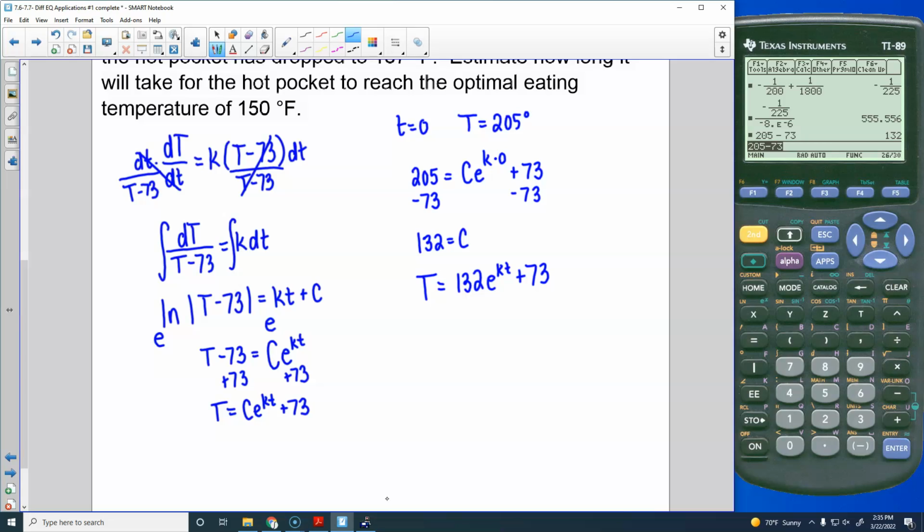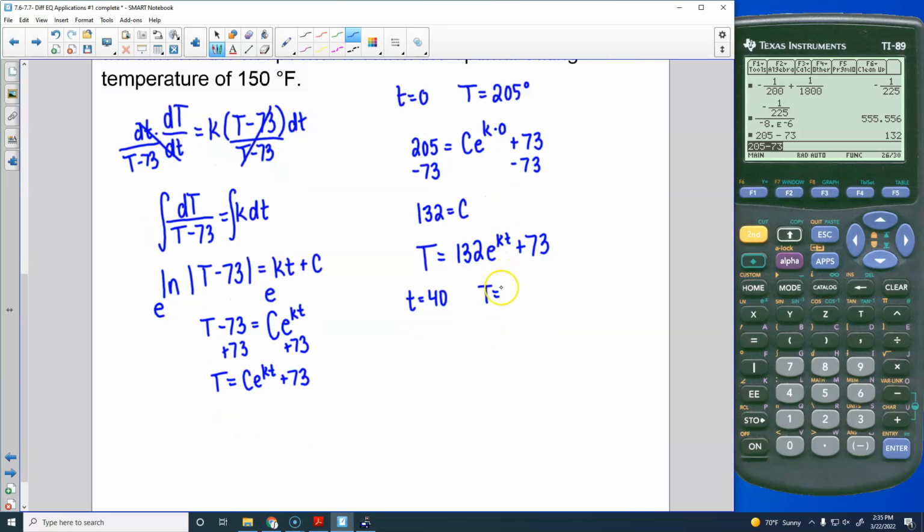Then we have our second piece of information. We're going to let that t, even though it was 1 minute, we're going to go backwards 20 minutes and let that be 40, not minutes, seconds. And then the temperature there was 187. And so we're going to plug that information in.